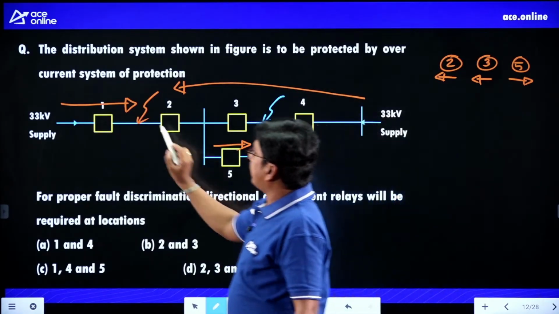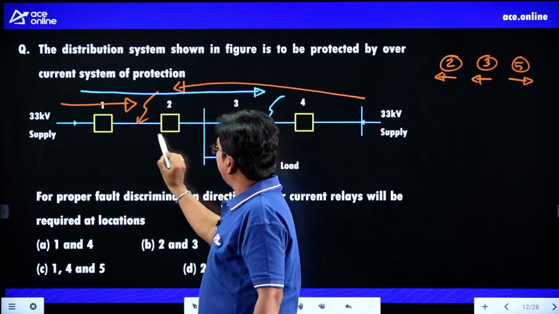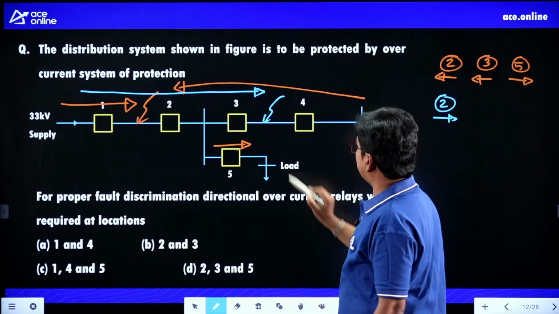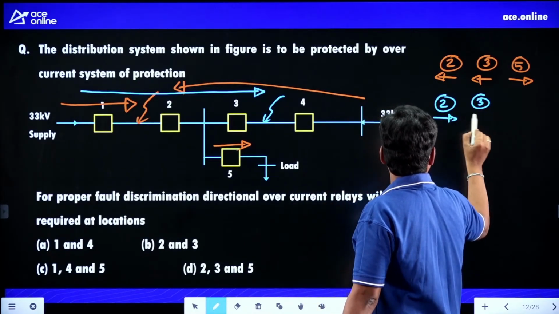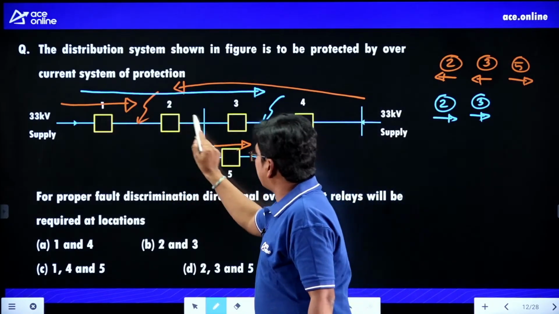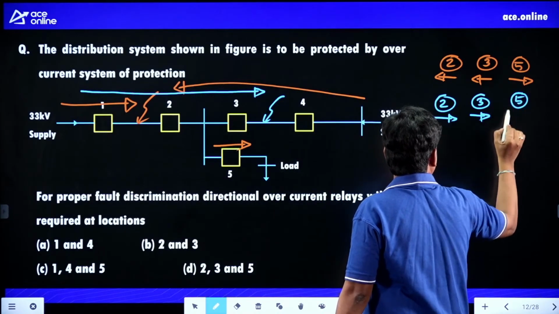Tell me, what is the direction of current here? This is the direction of current. So in relay 2, it is flowing in this direction. In relay 2, the current reversal is taking place. In relay 3, the current reversal is taking place. Whether the current is flowing like this or like this, there is no change in the relay 5 current direction.